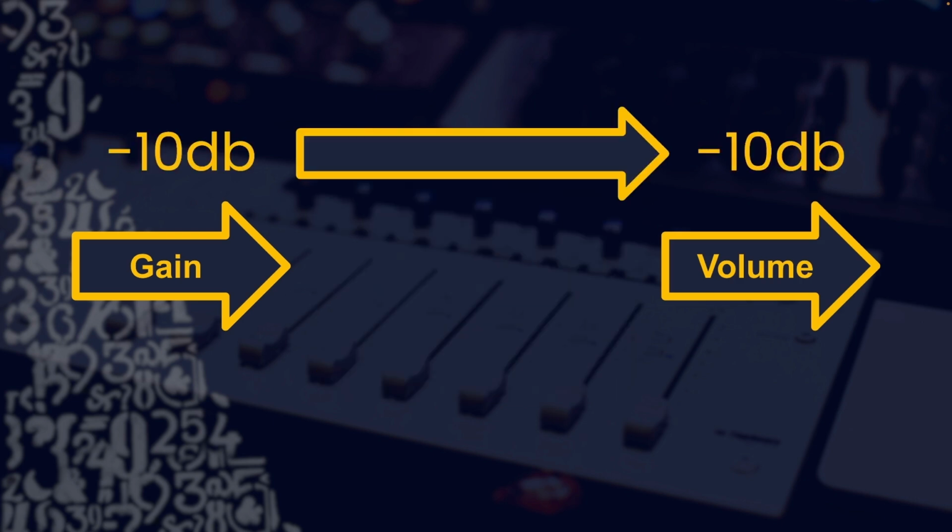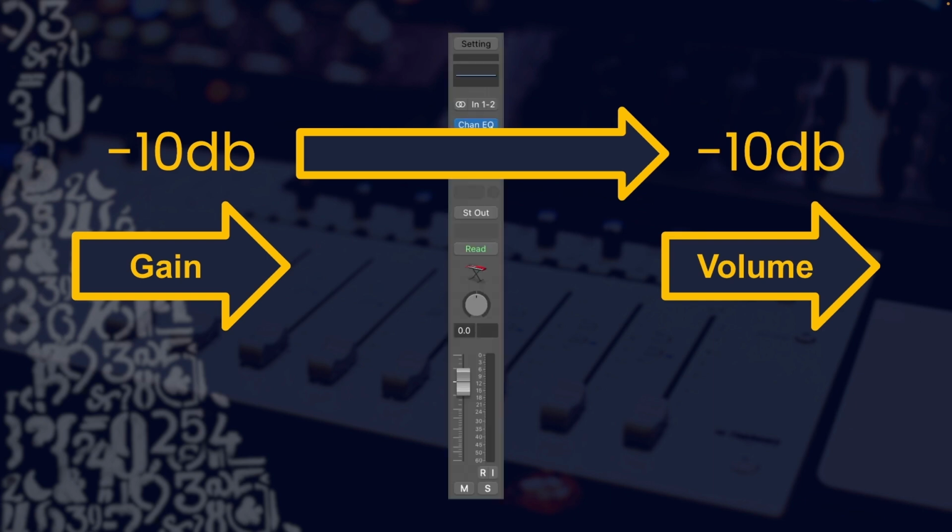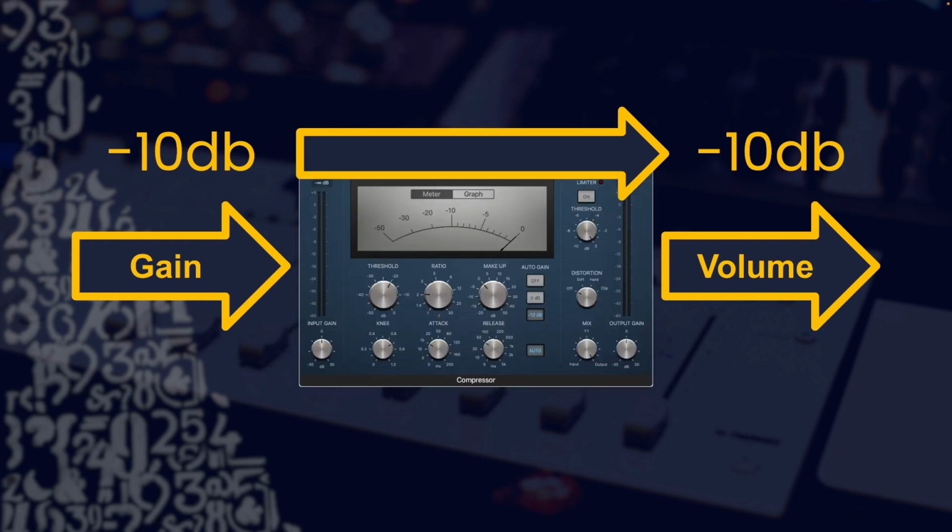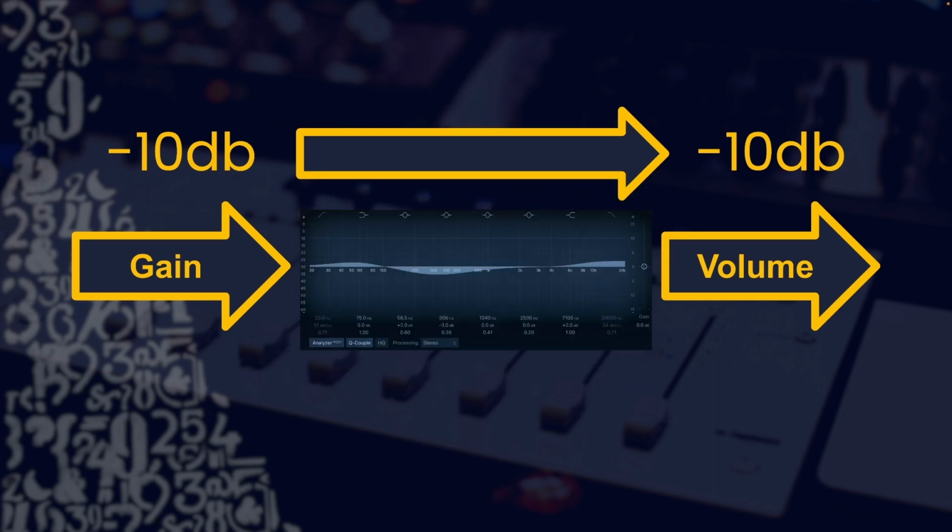So the goal of this process of gain staging overall, when we're talking about a signal chain, a plugin, an EQ, regardless of what it is, our goal is to have a certain level of gain going in and the same amount of volume going out. And that is measured in decibels. So if we have 10 decibels going in, we want 10 decibels coming out.